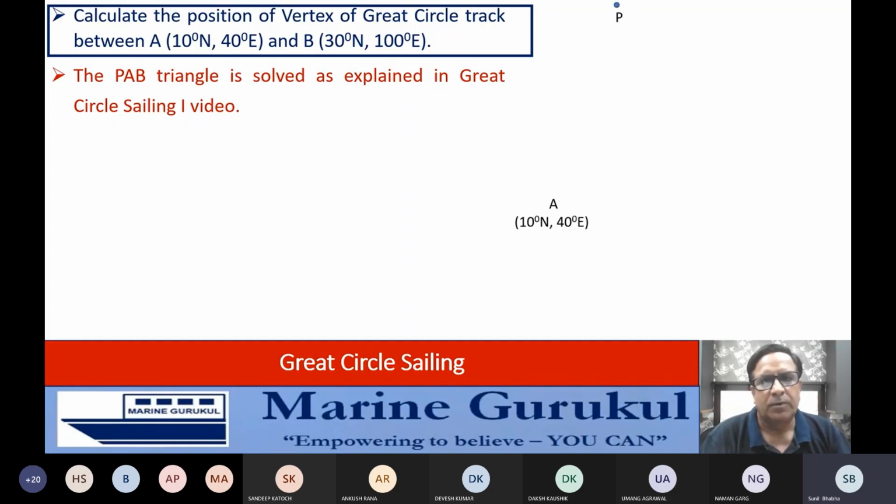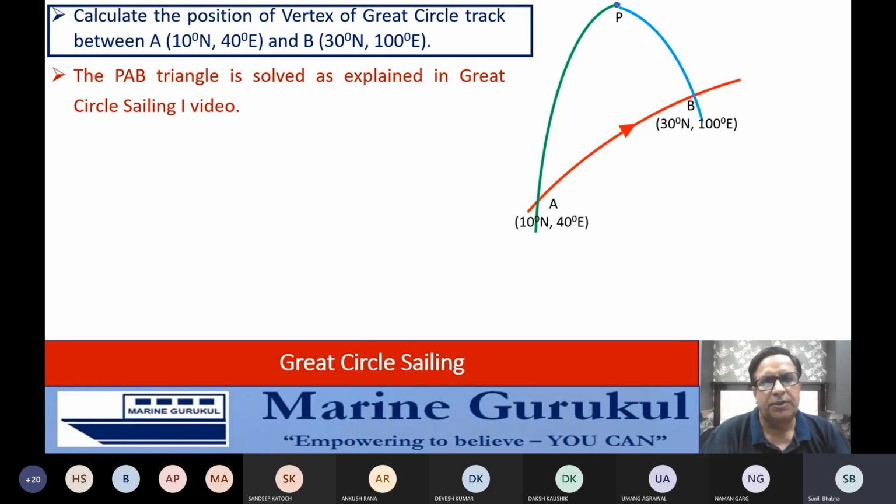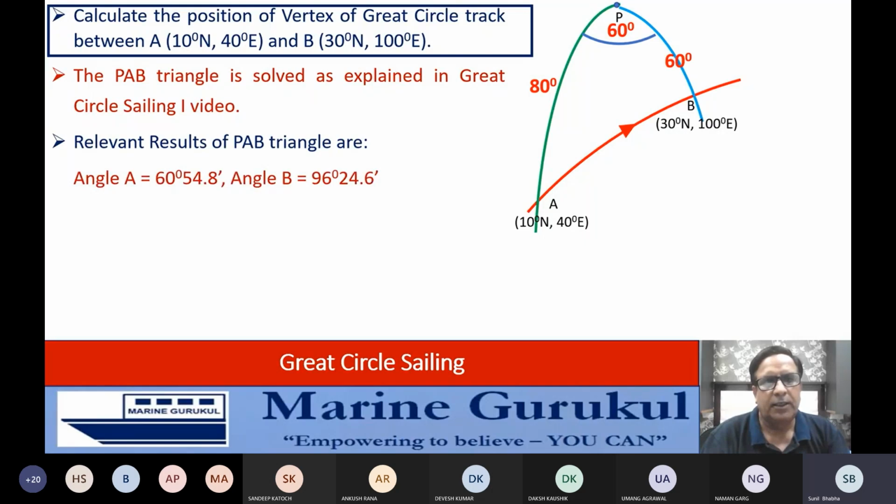We have the pole, we have position A, we have position B, meridians of A and B connected by the GC track from A to B. We have PA as colat of A, PB as colat of B, and angle P as the D long between A and B. Now, relevant results of solution to this PAB triangle from video 1 are angle A 60 degrees 54.8 minutes and angle B 96 degrees 24.6 minutes.